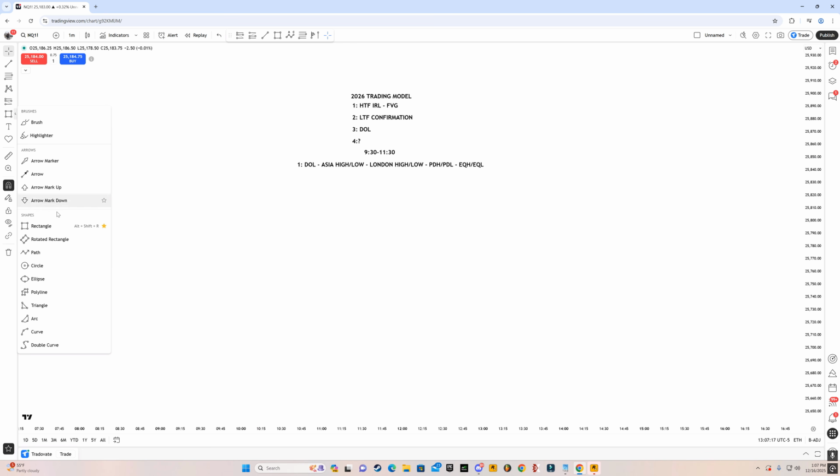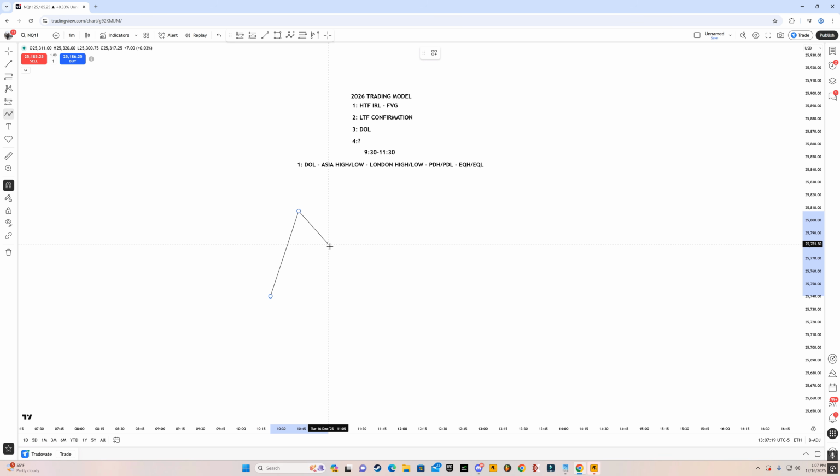Okay, so let's say we have taken out the Asia high, so let's say this is the Asia high, right? And let's say this is the Asia low. Now you know that the draw on liquidity is going to be the Asia low. Okay, and similarly, if you have taken out the previous day high, you know that the draw is going to be the previous day low. And similarly, if you have taken out the London high, the draw is going to be the London low. And let's say these were equal highs, the next draw is going to be equal lows, right?